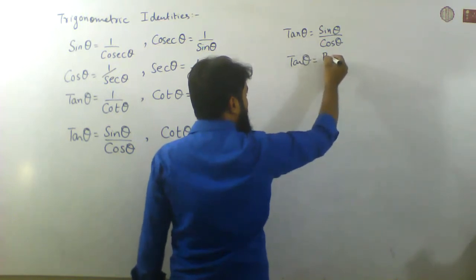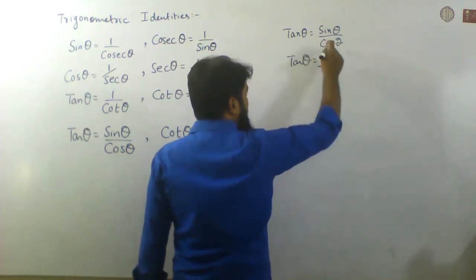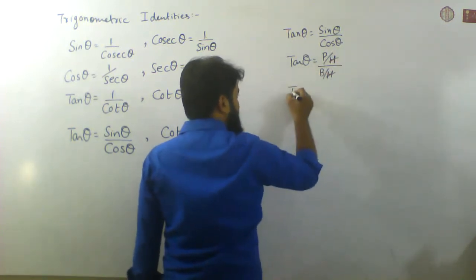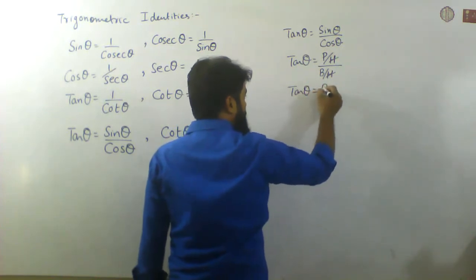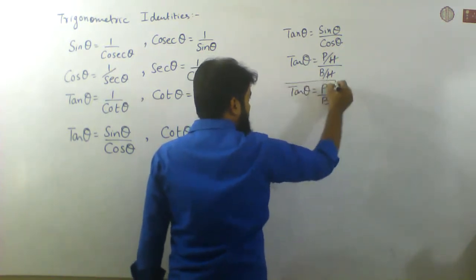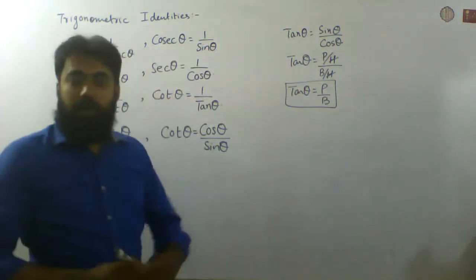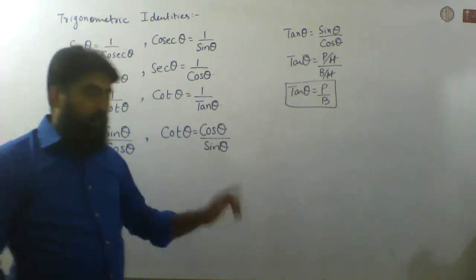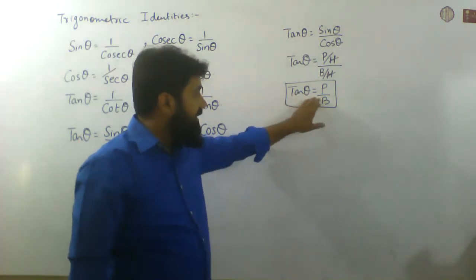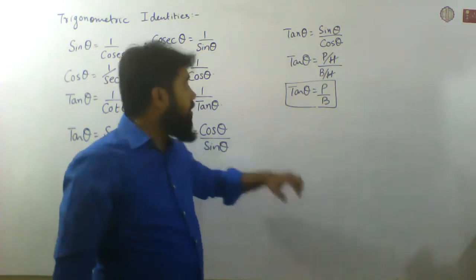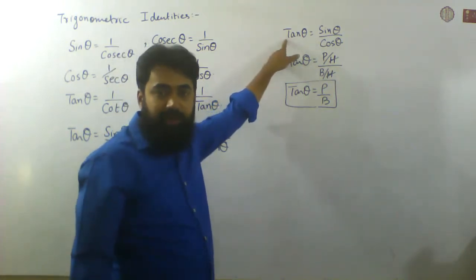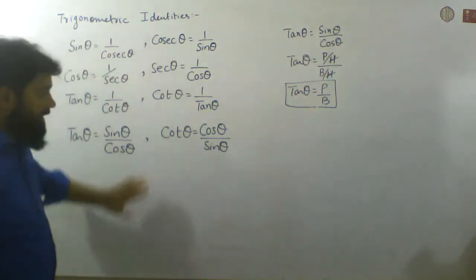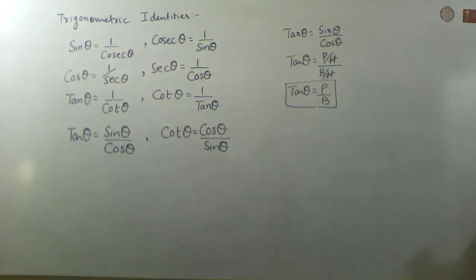Sin theta is perpendicular upon hypotenuse, and cos theta is base upon hypotenuse. Hypotenuse and hypotenuse will cancel. So tangent theta equals perpendicular upon base, which is the ratio of sides of a right angle triangle. That we know, and from here I have derived that tangent theta equals sin theta upon cos theta. In the same way, all the working will be done for the others.